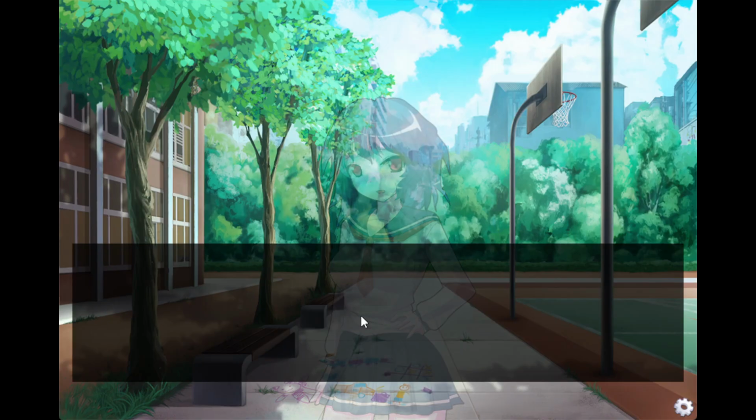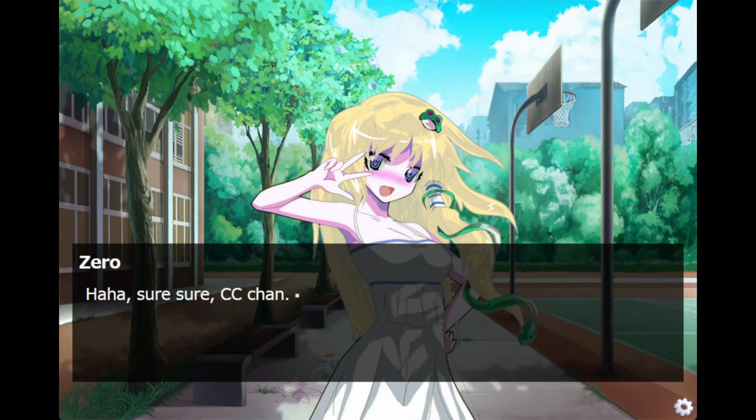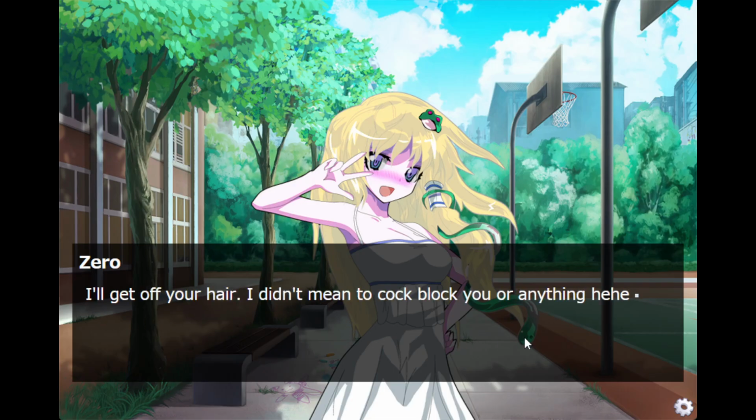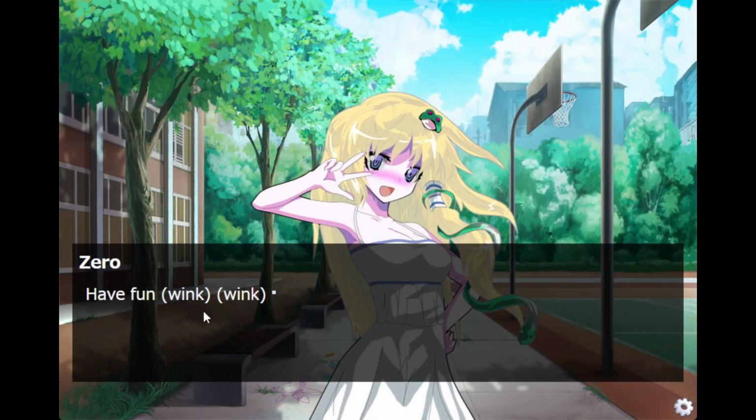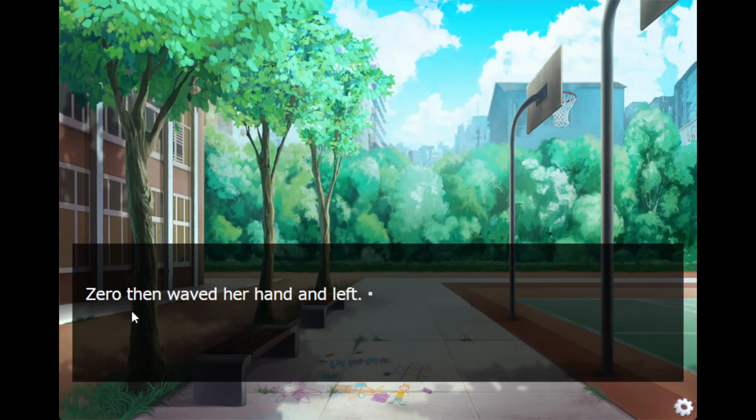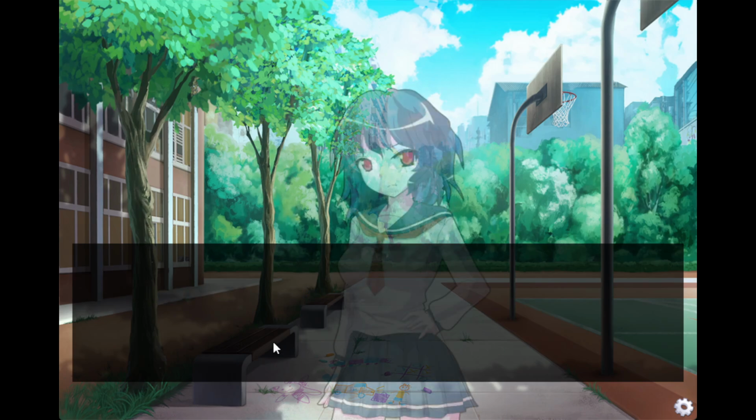That's not what we're doing. Lower it a bit more. Haha, sure, Cece-chan. I'll get off your hair. I didn't mean to cock block you or anything, haha. Can you say cock block from the other way, like to a girl? Does that make sense? Haha, have fun, wink wink. Zero then waved her hand and left. Watch her leave until she left your sight.